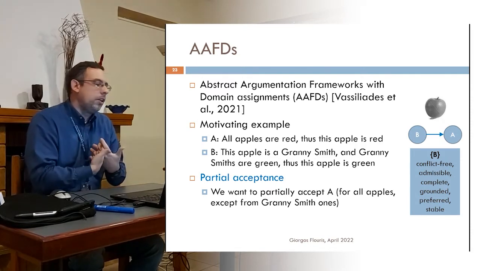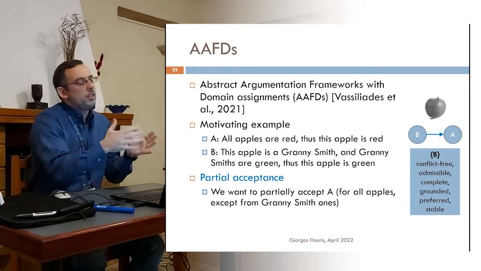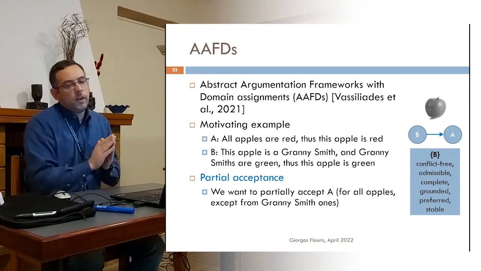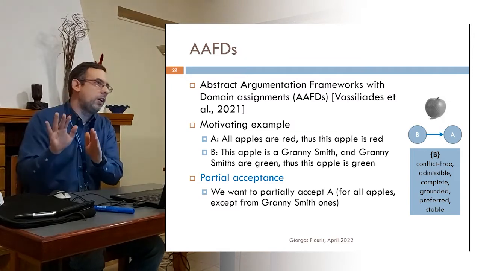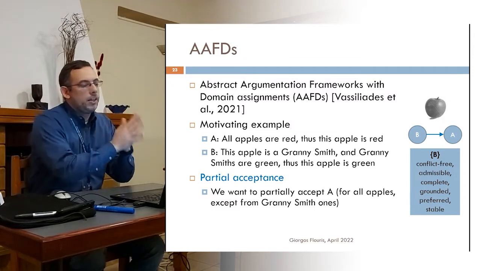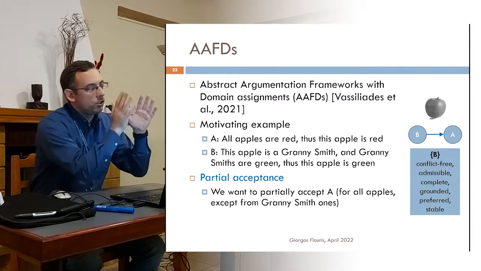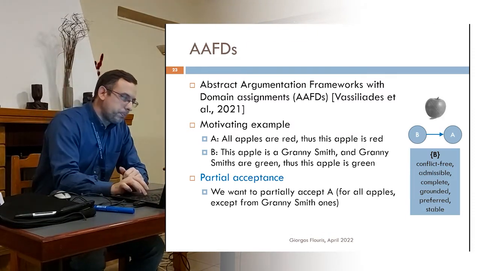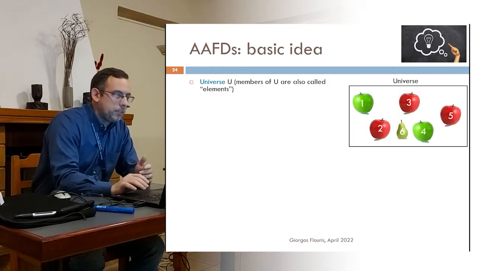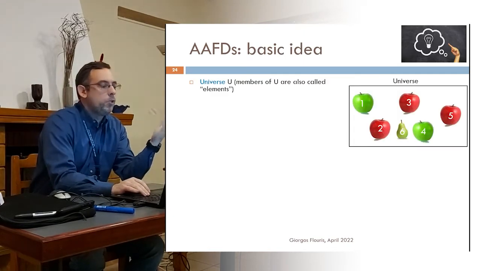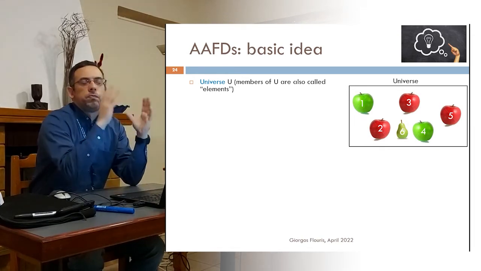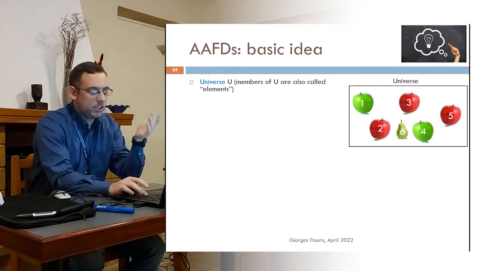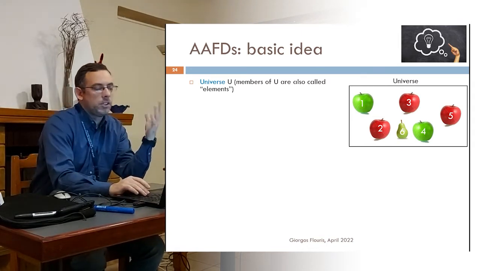So it's not like accepting it with a certain percentage, accepting it by 60% or so on, because that is a different class of semantics which have been addressed in other papers. Here we want to fully accept A for some apples and fully reject it for other apples. And to do that, the basic idea is that first we define a universe. A universe is a set of objects that we talk about, that our arguments talk about. Let's suppose that we have these 6 objects in our universe, these 6 elements.